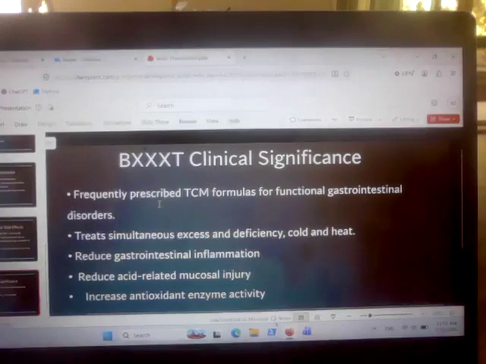In this last slide, let's look at the clinical significance of Xia Xie Xin Tang. Xia Xie Xin Tang is a frequently used TCM formula for functional gastrointestinal disorders. It is clinically used to treat simultaneously excess and deficiency, cold and heat at the same time.